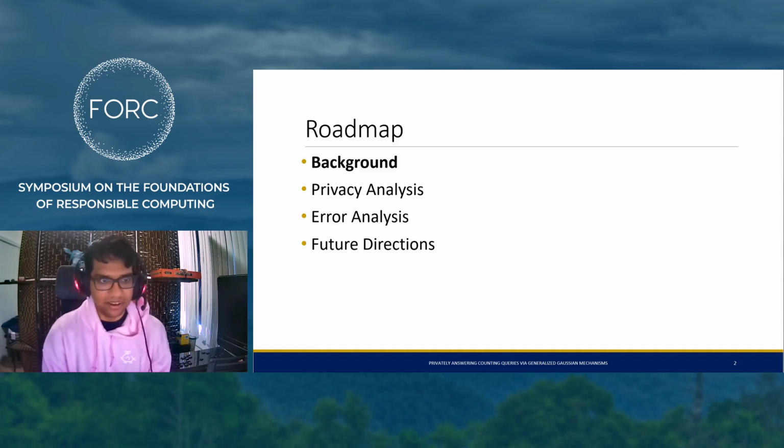And then we'll move on and analyze the generalized Gaussian mechanism, both its privacy and its error guarantees. And then we'll conclude by discussing some interesting future directions in this line of work.